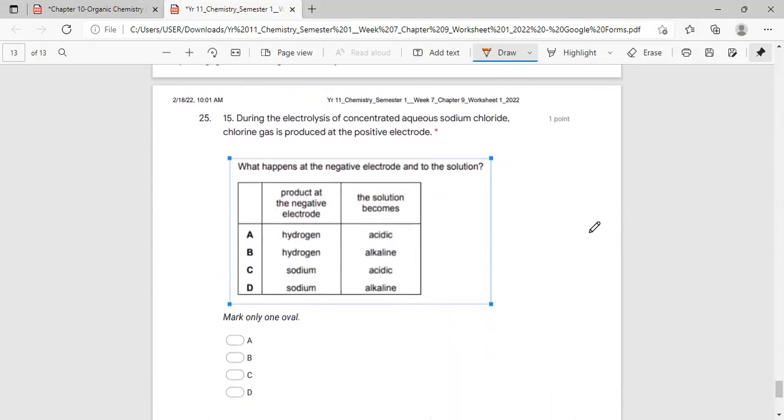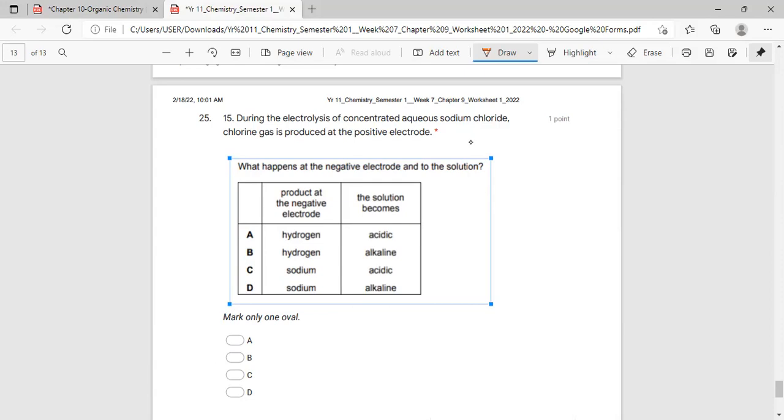Question number 15. During the electrolysis of concentrated aqueous sodium chloride, chlorine gas is produced at the positive electrode. What happens at the negative electrode? Earlier we've seen that at the negative electrode, hydrogen gas is formed. At the positive it's chlorine, at the negative it's hydrogen gas. So let's look at A or B. Product at the negative electrode is hydrogen. And what happens to the solution? Does the solution become acidic or alkaline?